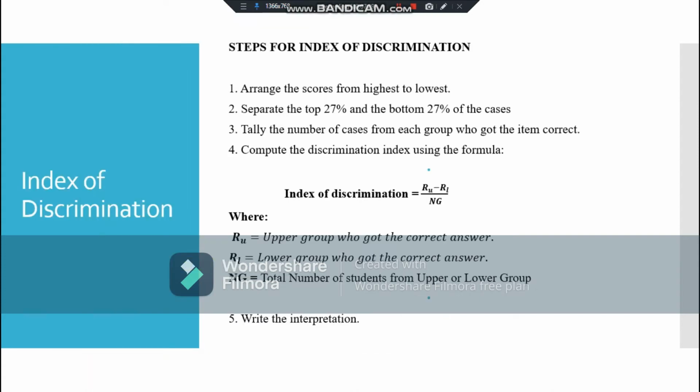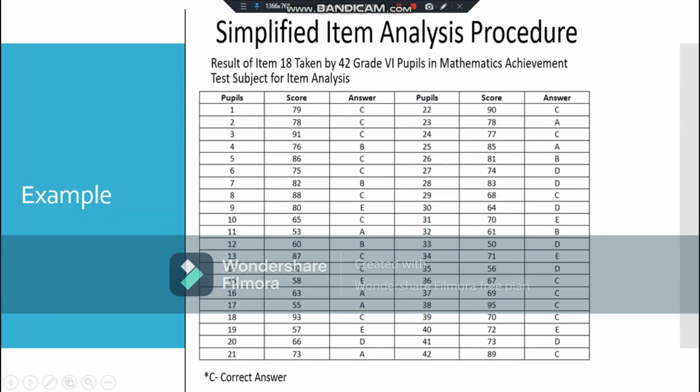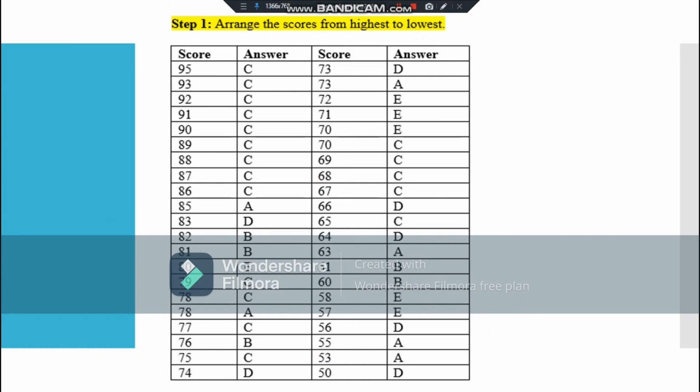Next, we have the index of discrimination. In here, we will be able to know if we need to discriminate an item or not. The first step that we need to do, same example as what we have in the index of difficulty. The first step in the index of discrimination is the same with the index of difficulty, to which we are going to arrange the scores from highest to lowest with their corresponding responses.